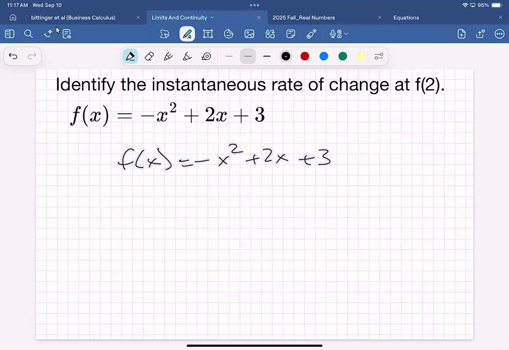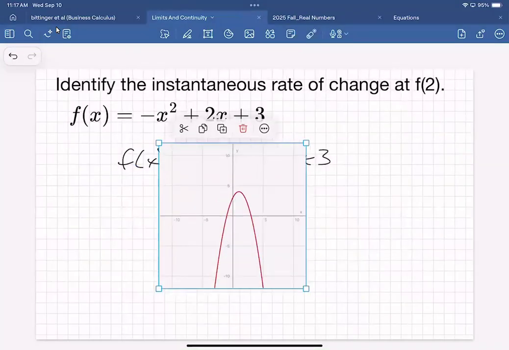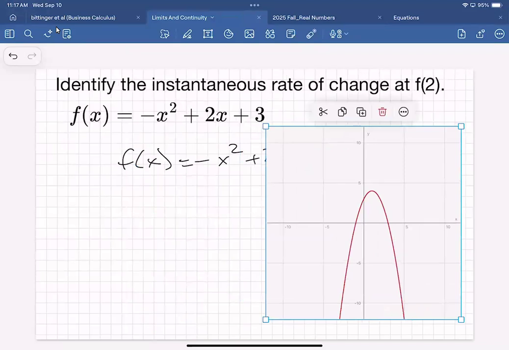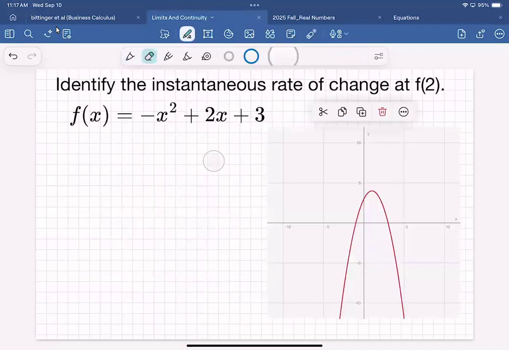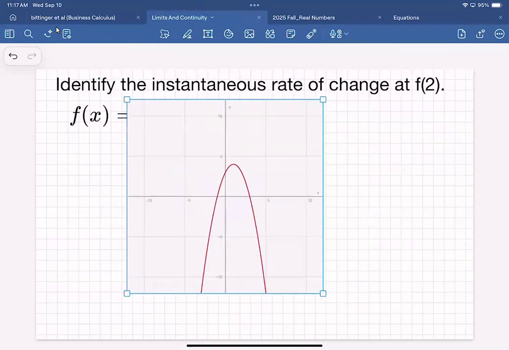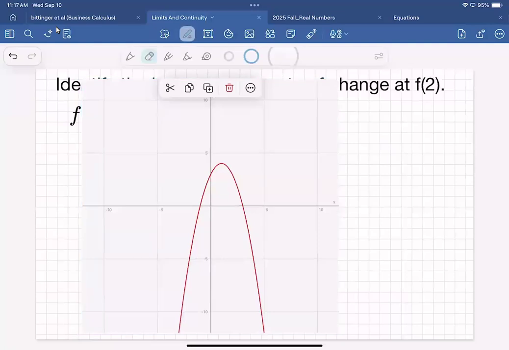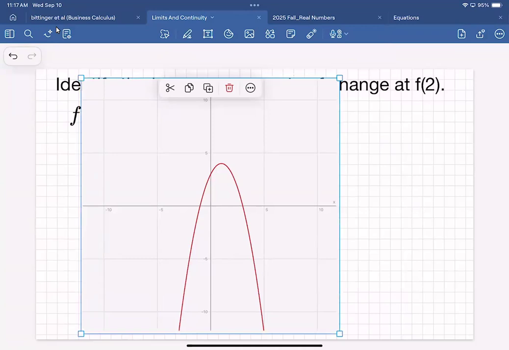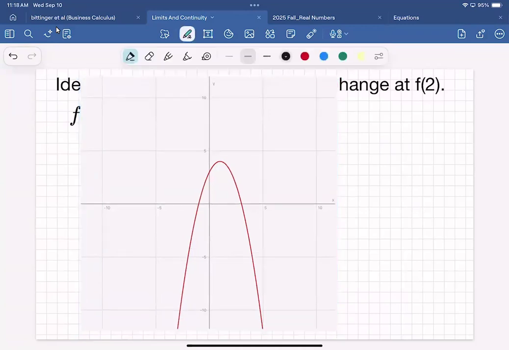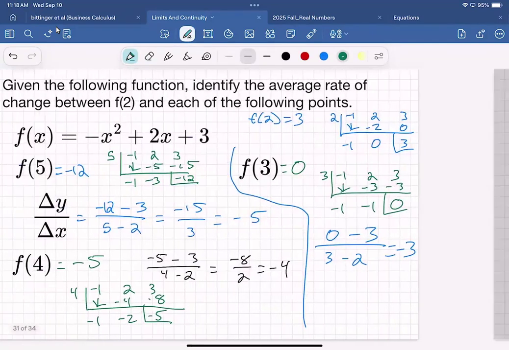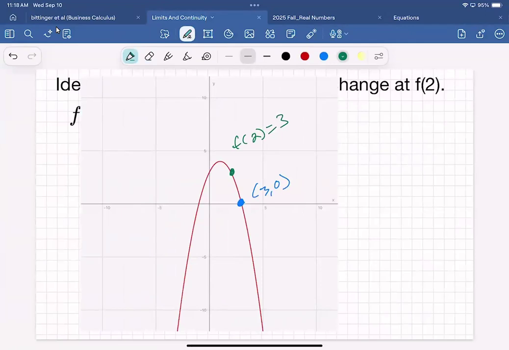I didn't mean to delete it earlier. So f of 2, well, we know this is f of 3, right? Because f of 3 was 0. Right. We could say that f of 2 is about right here. We said that was what, 3, right? Everyone follow me on that?